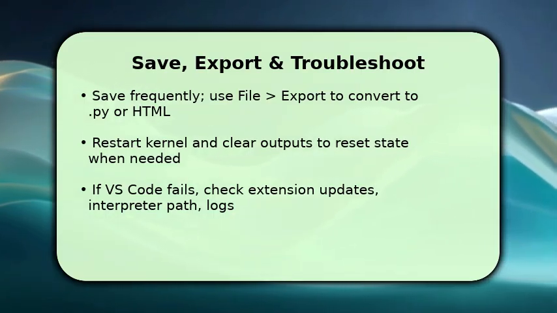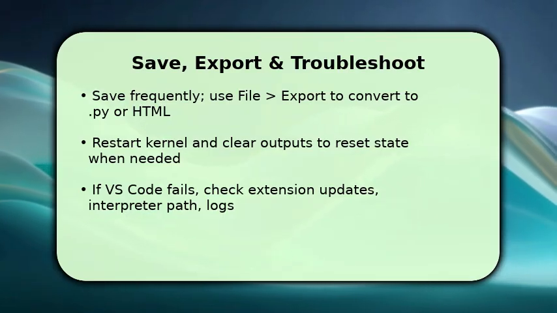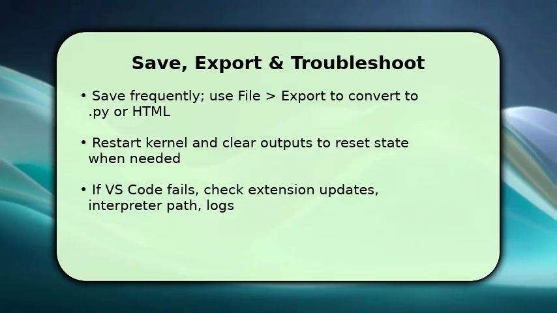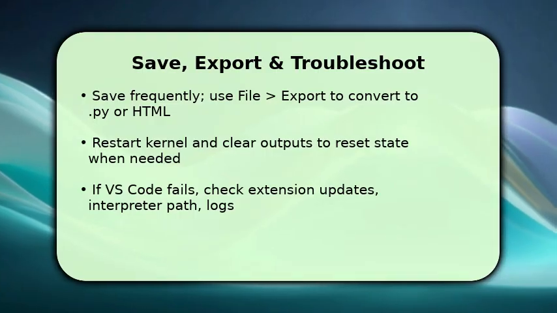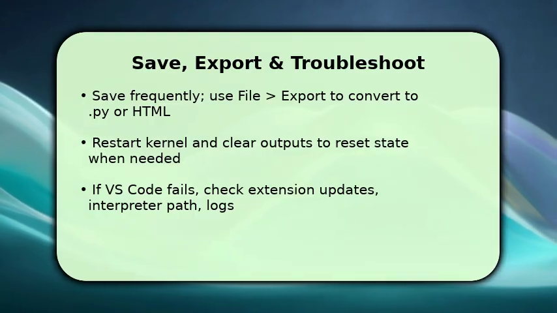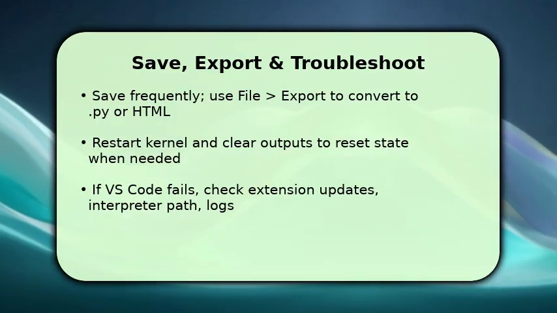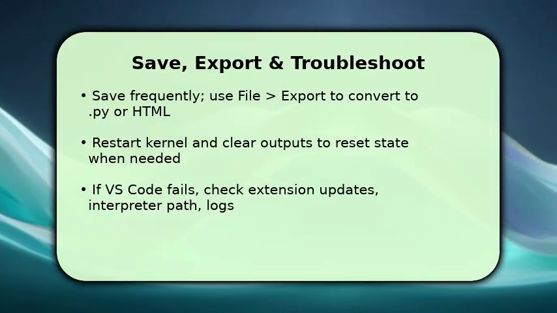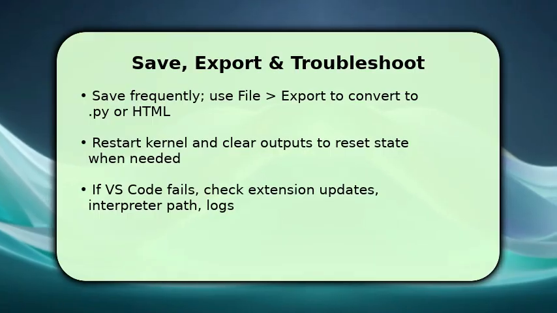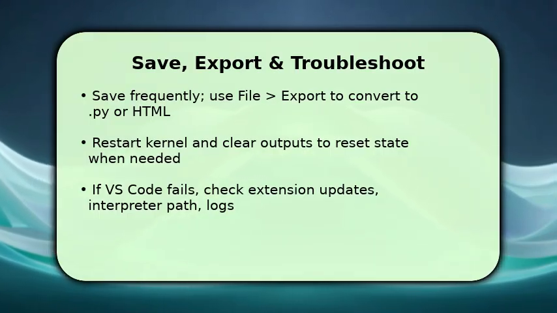If things go wrong, first restart VS Code and confirm the Python interpreter path, then update or reinstall the Jupyter and Python extensions and check the output panel for errors. This single troubleshooting tip, restart, check interpreter, update extensions, resolves most issues quickly.